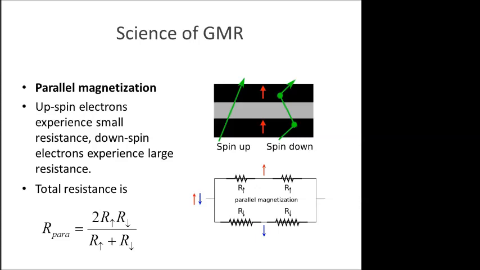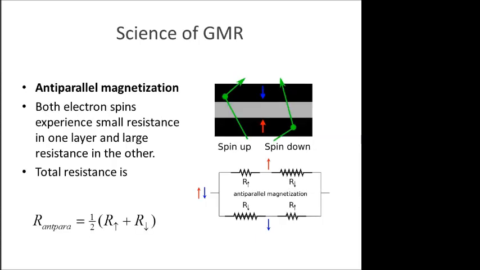The total resistance is then taken as follows. For parallel magnetization, the resistance is equal to 2 times the resistance of upspinning electrons into the resistance of downspin electrons, divided by the resistance of upspin plus the resistance of downspin. So this is the formula.